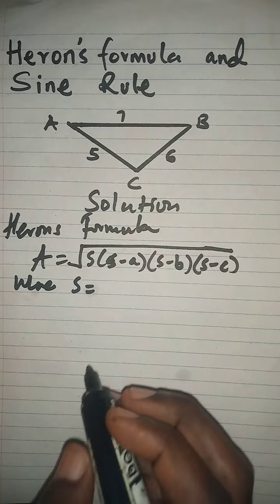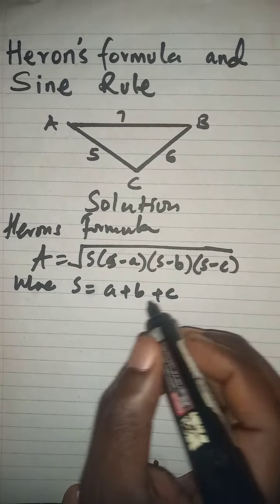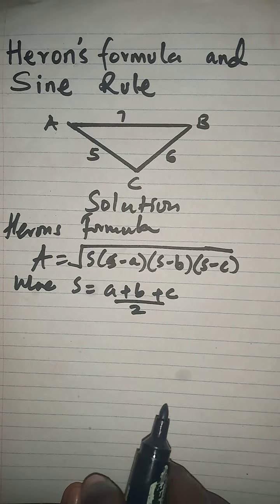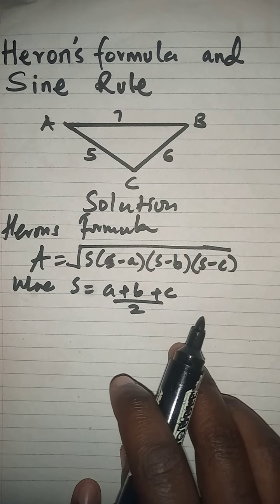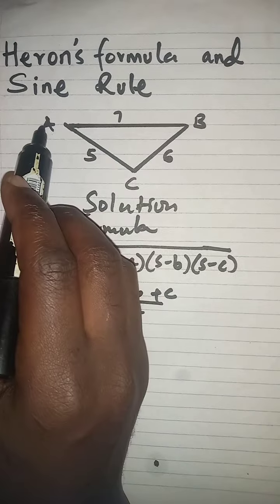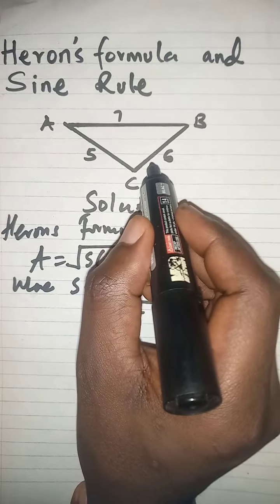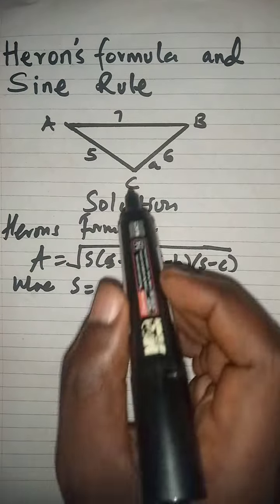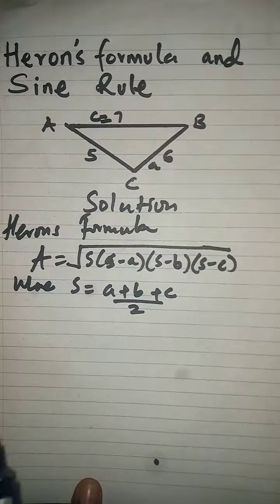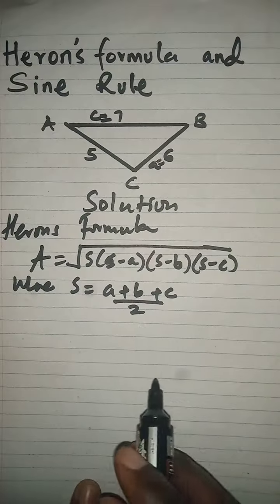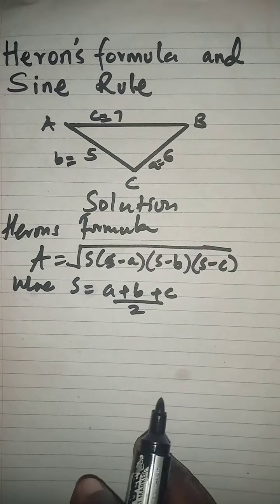where s means the summation of all the sides of the triangle, a plus b plus c, divided by 2. If this side is a, the corresponding side for a is this. So this side I'm going to call a, while this side is c, and the corresponding side for b is here. So that's going to be the value for b.